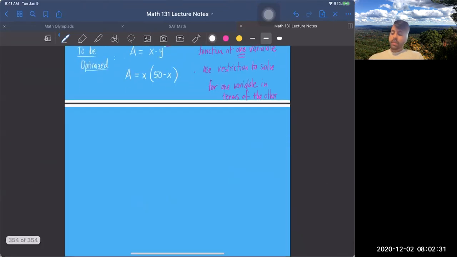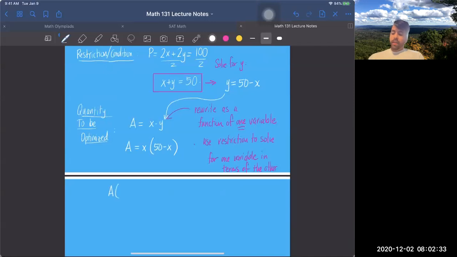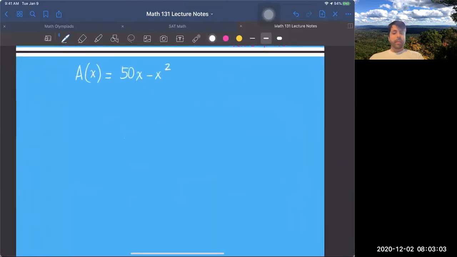And so then I can rewrite this as the area is a function of x. And I can represent this as 50x minus x squared. Do you guys see that? So the area function, this is my area function, is a parabola, given the way we have this structured. And now what is it that we want to do with this area function? We want to find the maximum. But haven't we done this already? Didn't we do this last time?